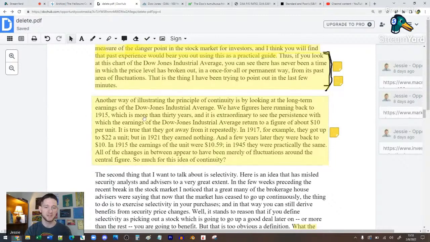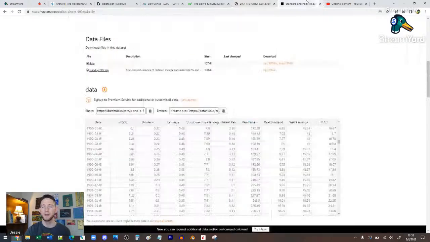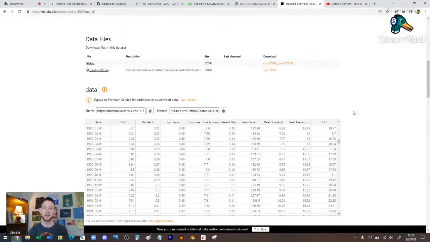But he says you look at the long-term earnings of the Dow Jones. We have figures here running back to 1915, which is more than 30 years. And he said that the earnings fluctuated between $10, $22, and back down, but they bounced around $10 essentially for the greater part of 30 years. So I don't have Dow Jones earnings since 1915, but I do have it from 1929 to, I guess, 2016, but 1947 is when he's taking a class. But yeah, you can see it bounced around this $10 mark, just like he said. And if you pull up the S&P 500, the data is pulled from Robert Shiller's information.